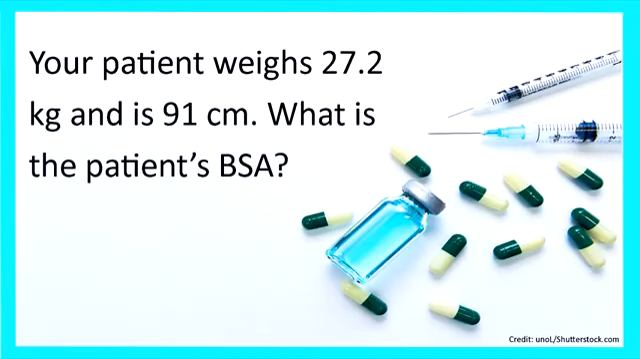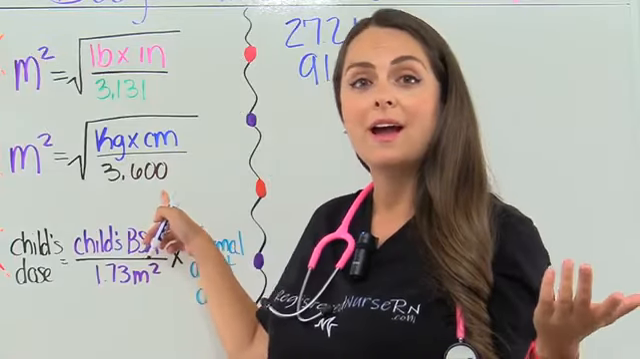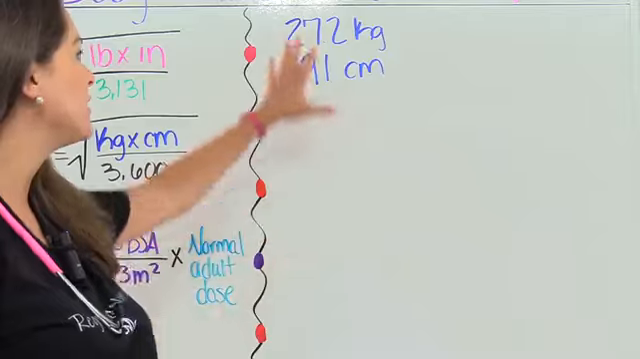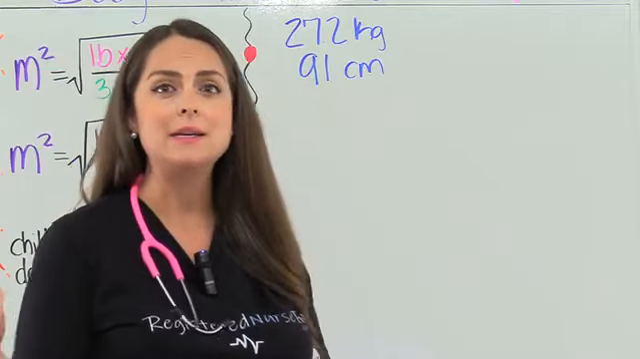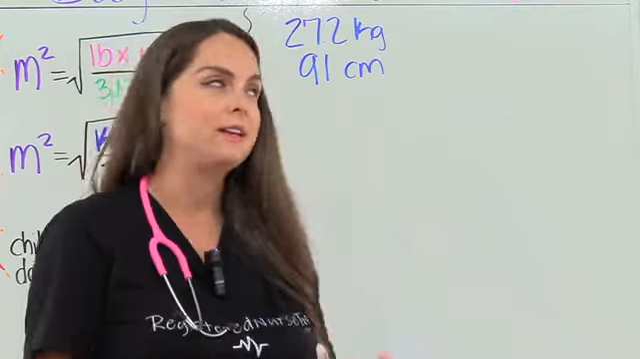Our next problem says your patient weighs 27.2 kilograms and is 91 centimeters. What is the patient's body surface area? So you want to pull the most important information out of the scenario to help you solve. So of course the patient's weight is important and their height. So this problem specifically gives the patient's weight in kilograms and their height in centimeters. So we're going to use the metric system formula to look at that body surface area. So we're going to use this formula right here. So let's go ahead and plug in. Everything's ready for us to go. We don't have to convert anything like we did before with the 5 feet 7 inches.